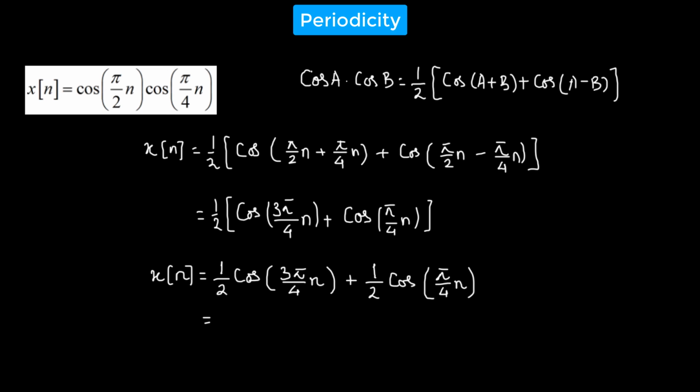Now we have decomposed the product into two sums. Let us assume that the first term is denoted by x1 of n and the second term is denoted by x2 of n. Now we're going to find the period of x1 and x2 independently.